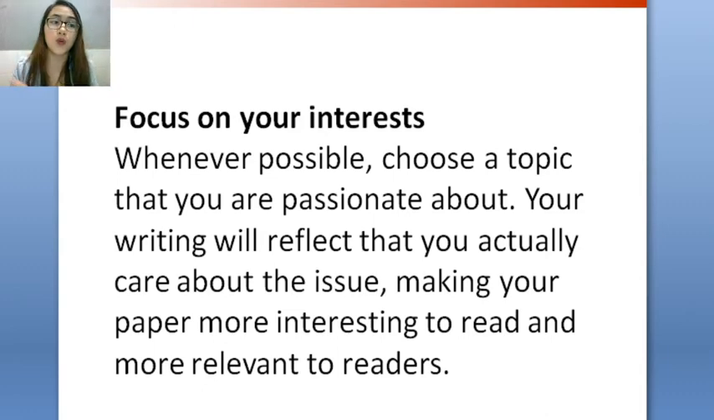For example, you as future educators, if you want to talk about education, di ba mas marami na kayong masasabi or marami na kayong nalalaman about it. So that would really make your writing more interesting. Kasi pag nababasa ng reader, maraming alam, maraming experiences na to about dito sa certain issue na to.